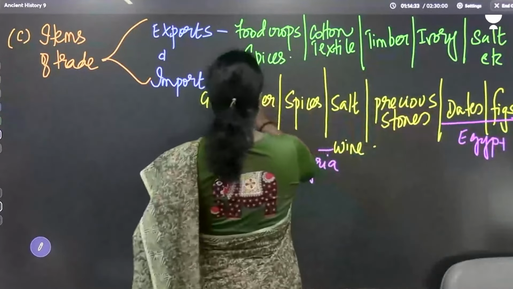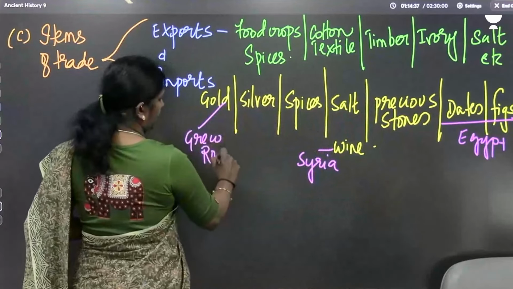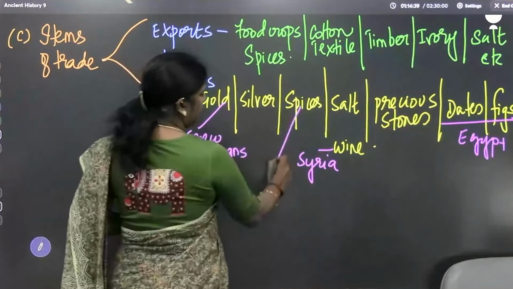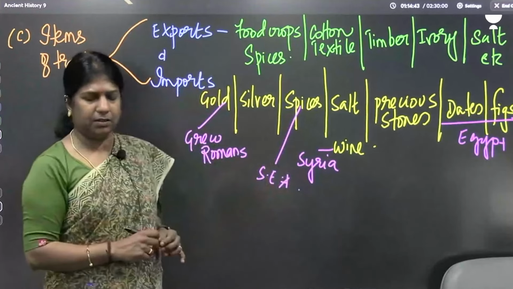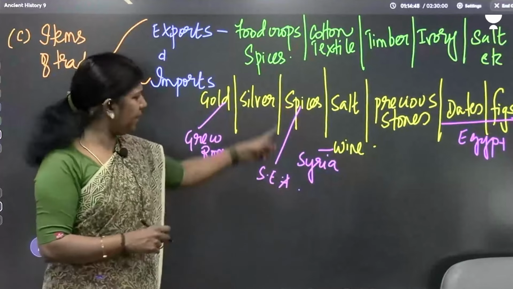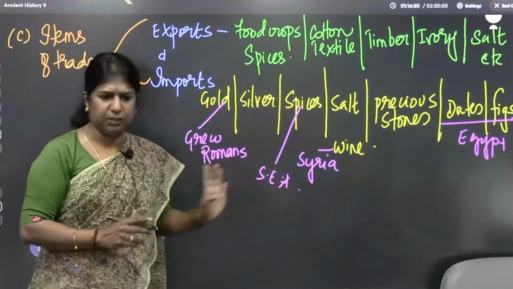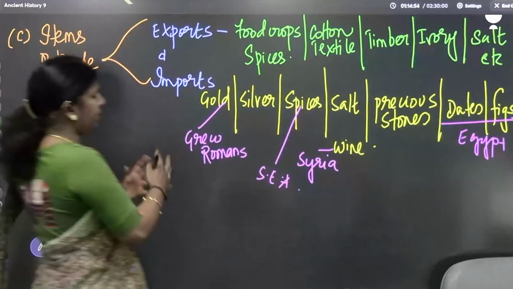So precious stones, gold, and all we got it from Greco-Romans. Spices from Southeast Asia. Just to give you an idea. Getting it? Southeast Asia: Thailand, Sri Vijaya Kingdom, Indonesia. No one is going to ask you the detail, but I'm just telling you. You should know where we got what.